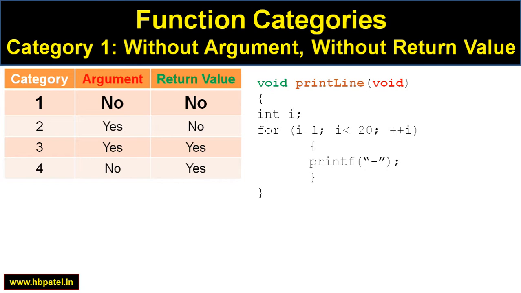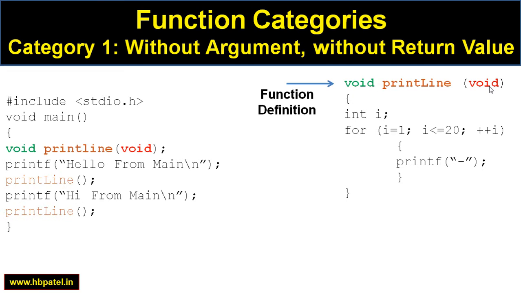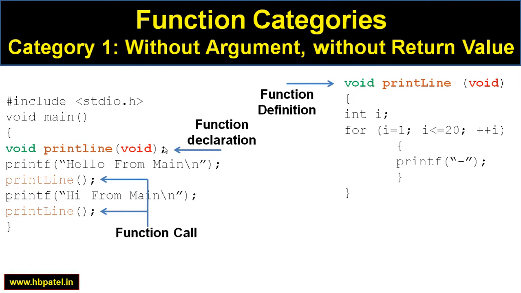Now let us see how I can use this function in main. So this is my function, the same function, void printLine void. Again, let me reread this. Void is for no return value. This void is for no argument. And so this is my function definition. And how do I write main? First, I need to declare the function. So void printLine void. This is nothing but the declaration of my function.